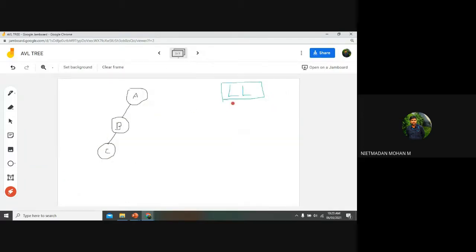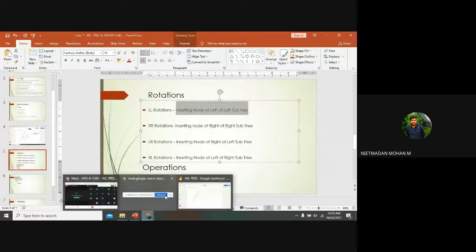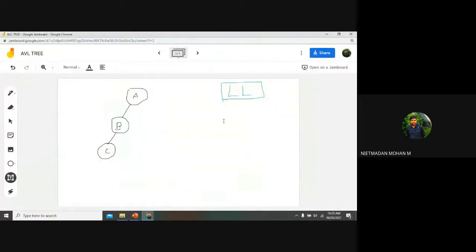Now we will move with the LL rotation. LL means inserting a node in the left subtree. That is the concept. Now you can tell me what is the balancing factor of C? 0 minus 0, so it will be 0, right? And the balancing factor of B is height of left subtree minus height of right subtree. The height of the left subtree will be 1 and the height of the right subtree will be 0. So 1 minus 0, it will be 1.